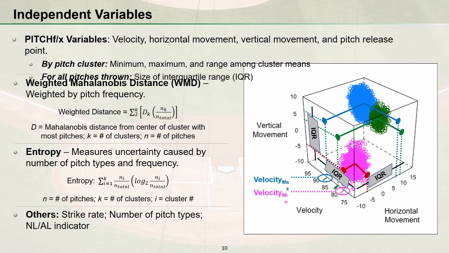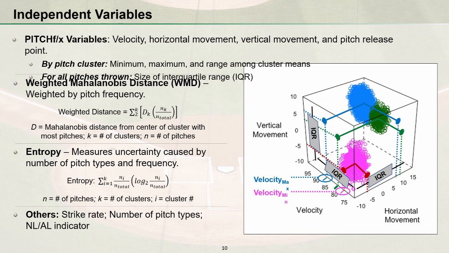So we talked about distance before. I decided to include a weighted Mahalanobis distance measurement that weighted the distance between the pitch clusters by the frequency with which the pitches occurred in those clusters. And I also included the entropy variable, which we mentioned earlier, to measure the overall variability and uncertainty caused by the number of pitch types and the frequency with which they were thrown.